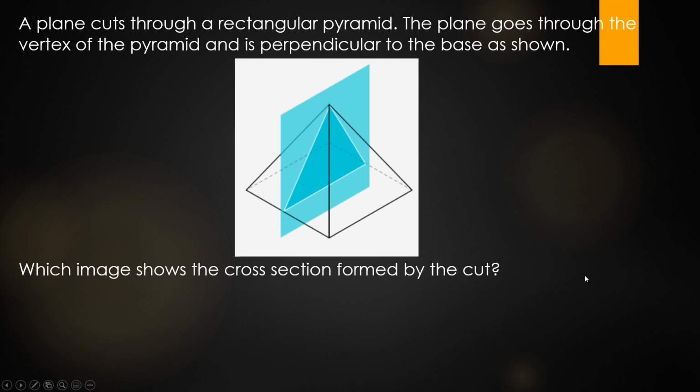Next one says that a plane cuts through a rectangular pyramid. The plane goes through the vertex of the pyramid and is perpendicular to the base. Which image shows the cross section formed by the triangle cut? These questions are super easy as long as you don't make them too complicated. All that this question is asking is, well, what is the shape?